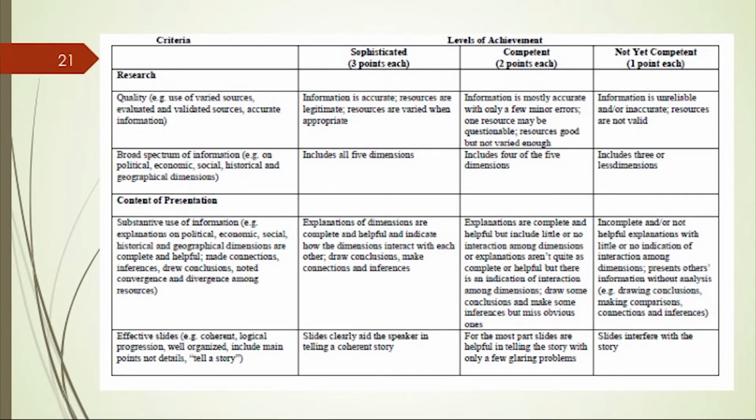The topmost level is sophisticated, which has got 3 points, or the weightage is 3 if you go for the excellent or sophisticated level. The middle one is the competent, and not yet competent comes with 1 point. So these are the different levels, and since you don't see any different weightage on each of these criteria, this particular rubric has used the same weightage for each of these criteria.